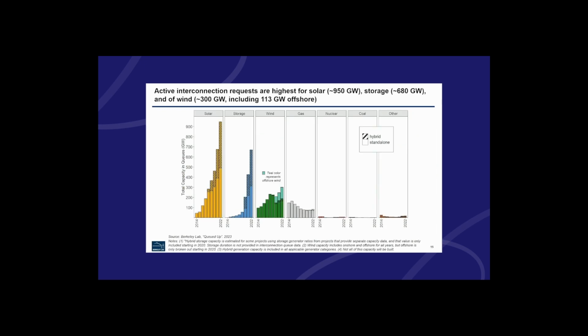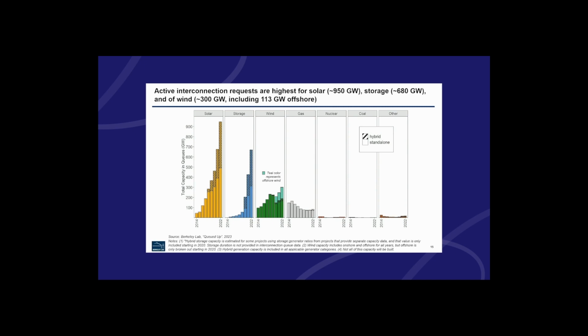Just a deeper dive into these interconnection queues. When we break it down by technology, or the type of power plant that's trying to connect to the grid, in the United States alone, we have about 950 gigawatts of solar, 680 gigawatts of storage, and 300 gigawatts of wind energy that are across the United States trying to connect to the grid. Again, these haven't been built yet. They may be at various stages along the development process, but this is kind of what developers are wanting to build right now.